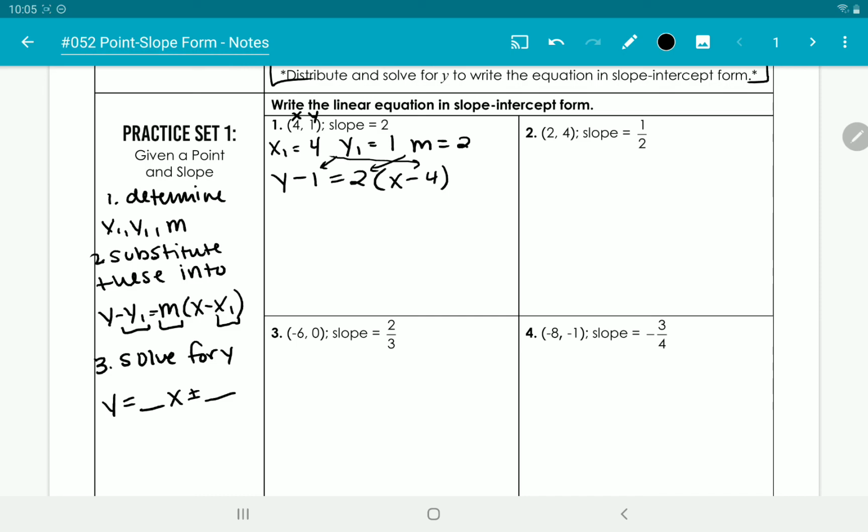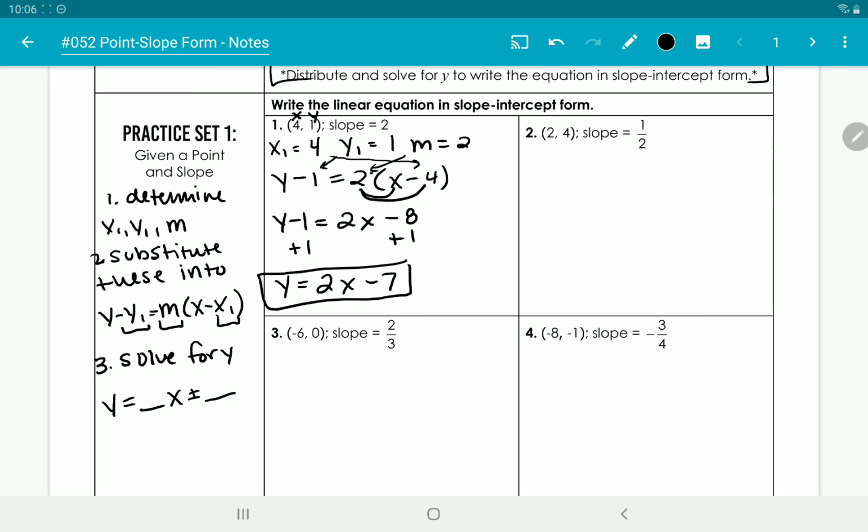Now we're going to distribute the 2 first. So we're going to take this 2, and we're going to multiply it by the x, and we're going to multiply it by the negative 4. So we still have y minus 1 on this side. We have 2x, 2 times x is 2x, 2 times negative 4 is negative 8. Okay, then we're just going to solve for y. We'll just add 1 onto both sides, giving us that y is equal to 2x minus 7.